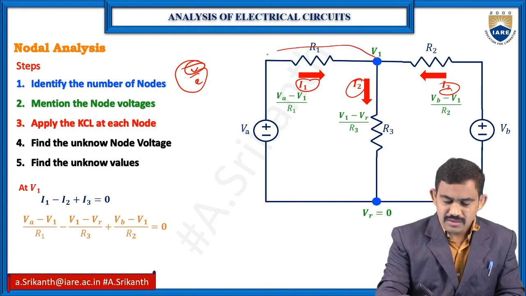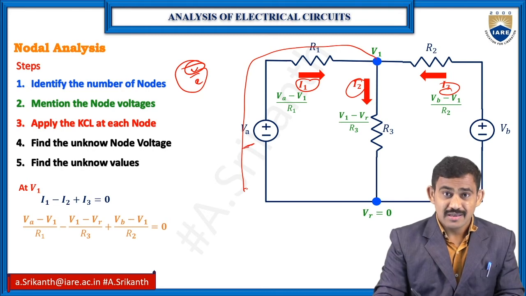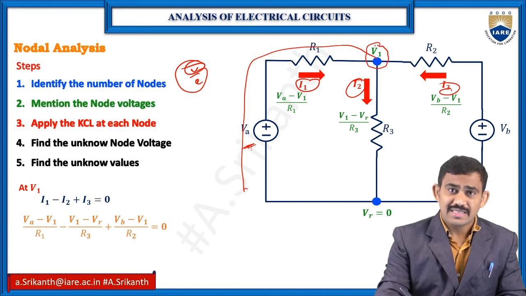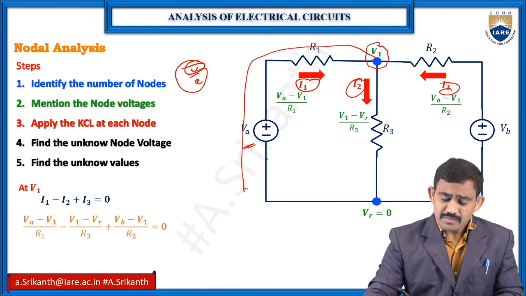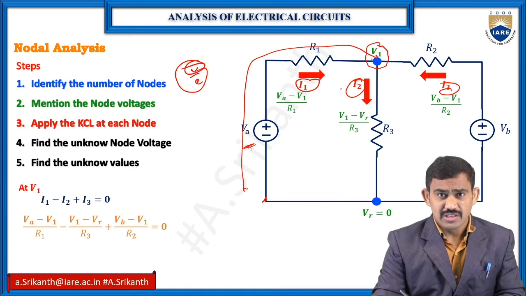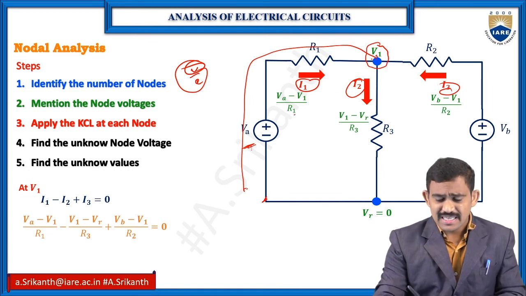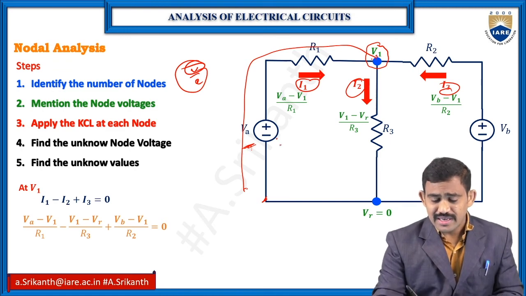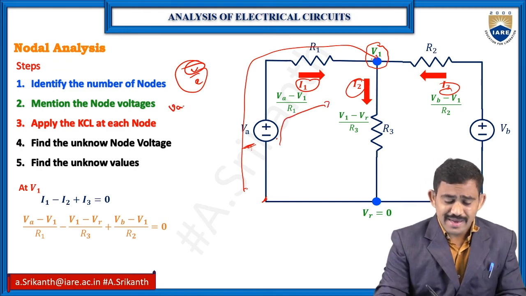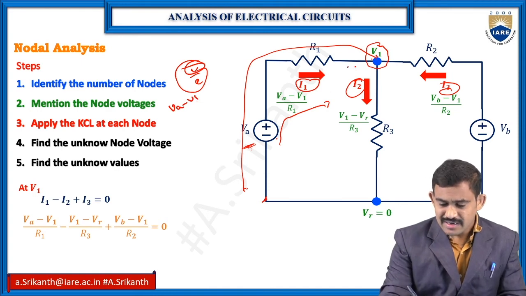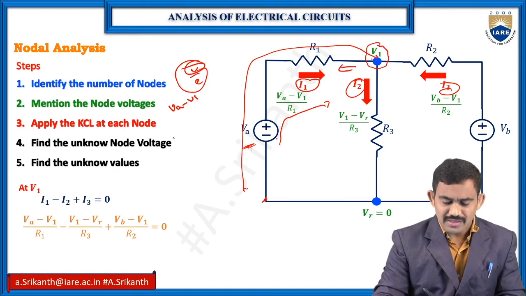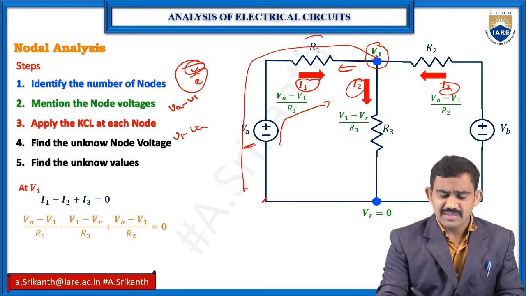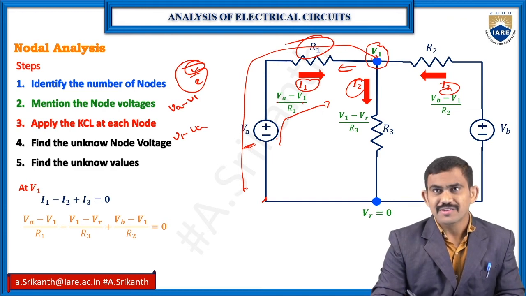For this branch, we have the voltage already. We have the VA value, and for this node, I mentioned the V1 value. So between this branch, what is the voltage? Check the direction. The direction also depends upon you. Okay, so the direction is VA to V1, so the value is VA minus V1. If suppose your direction is reverse, your value is V1 minus VA. That is your voltage, and the resistor is R1. So VA minus V1 by R1, that is your voltage drop.